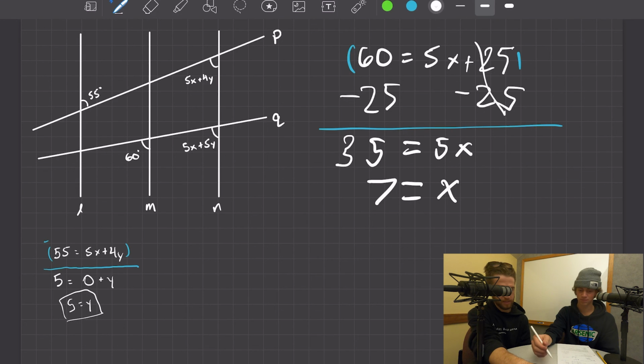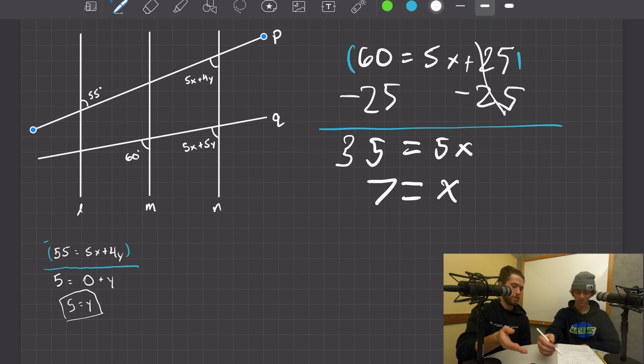What is 5 times 7? 35. And what's 4 times 5? 20. So what's 35 plus 20? 55. And the other angle is literally the same thing. So we knew it was 55 the whole time. That's how you solve for x, and that's how we formed the plan to solve for x in the first place.